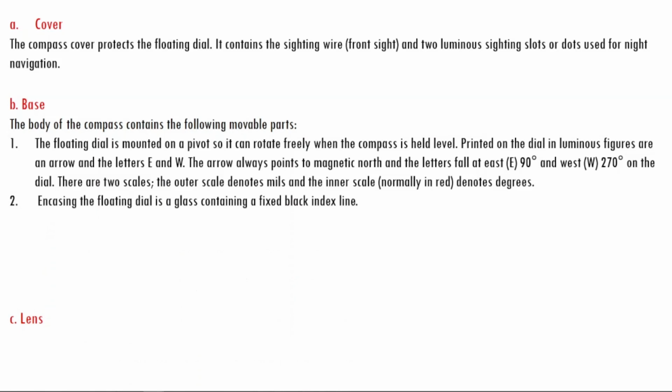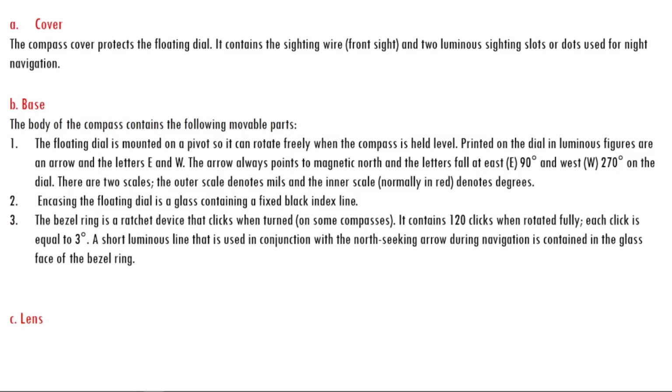Encasing the floating dial is a glass containing a fixed black index line. We will get into the details of what that index line is for. It also contains 120 clicks when rotated fully. The thumb loop is attached to the base of the compass. The thumb loop is basically where the compass is supposed to rest, because with your thumb you are able to hold it in a fixed position.